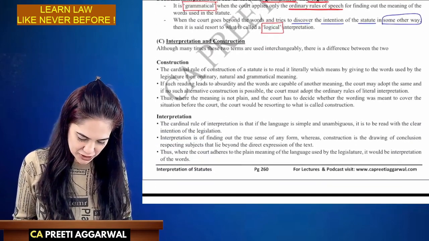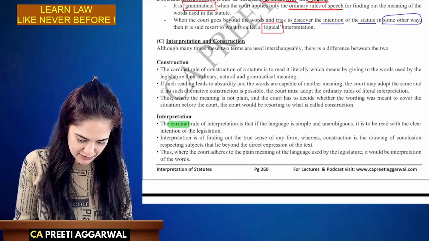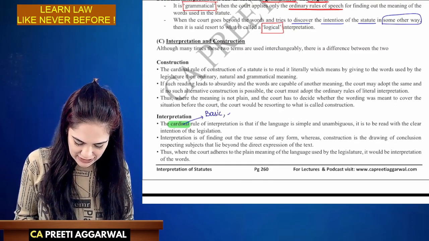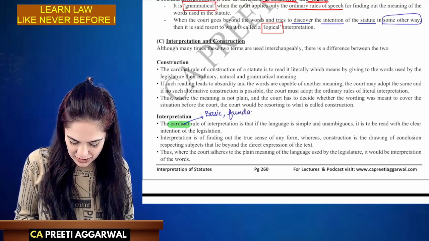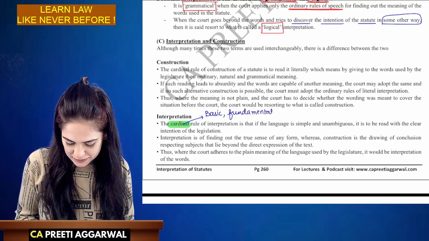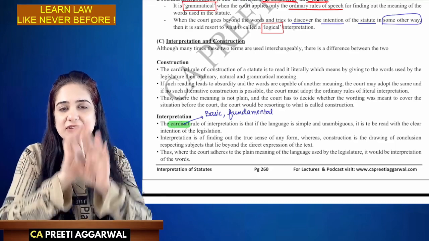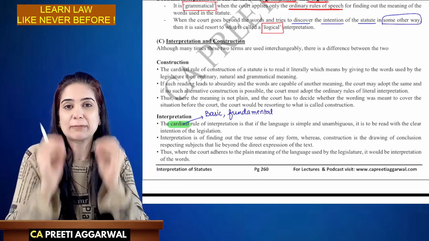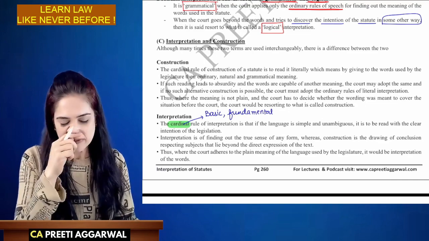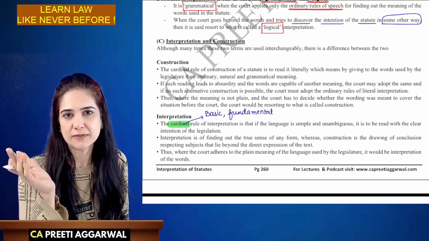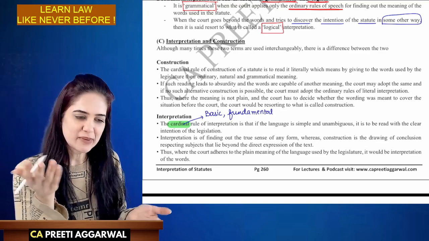Interpretation and construction. Interpretation is the cardinal rule. Cardinal means it is the basic, or you can say the fundamental rule. Read and understand the text as it is without applying your logic, without applying your brain. First, see, the law is made by lawmakers and they are not foolish people. Laws are made by the lawmaker.